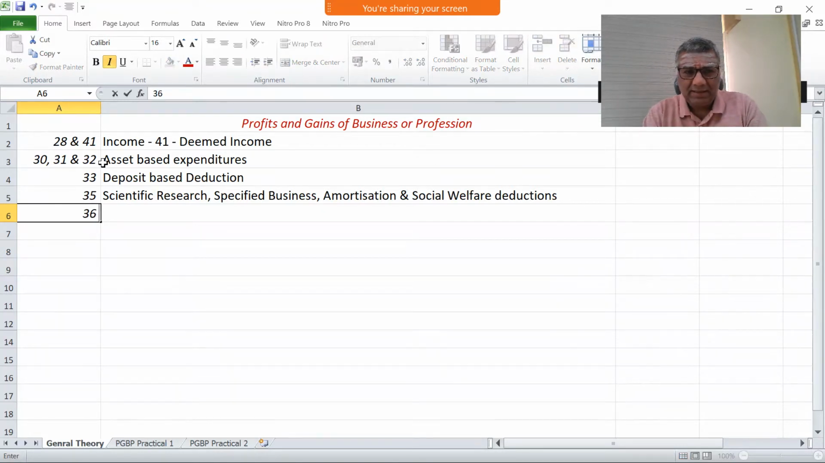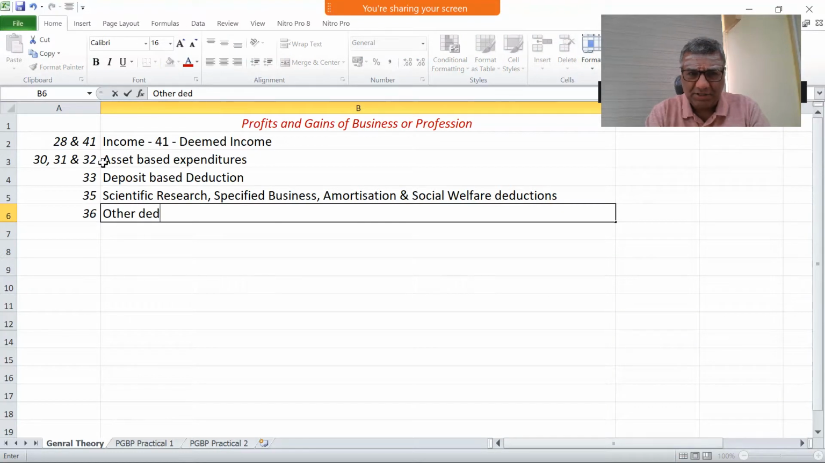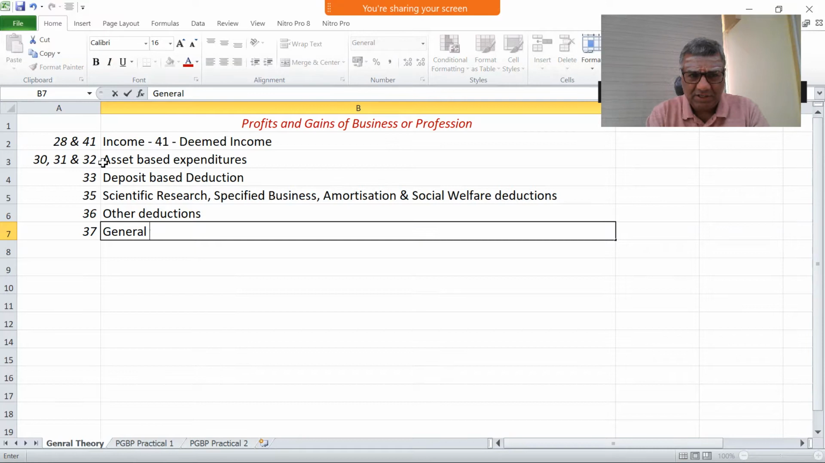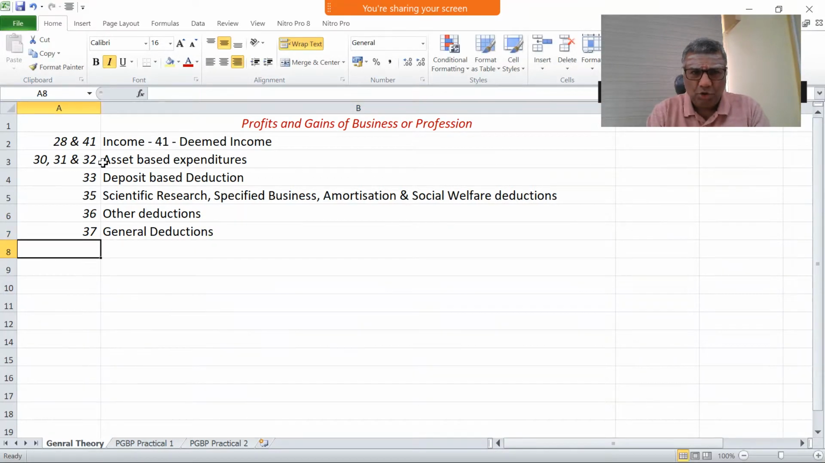36, other deductions. 37, general deductions. As I told you, 30 and 31 should be coupled with 37. Very small, that has no impact. So if you look at 32, 33, 35, 36, 37, that's all.